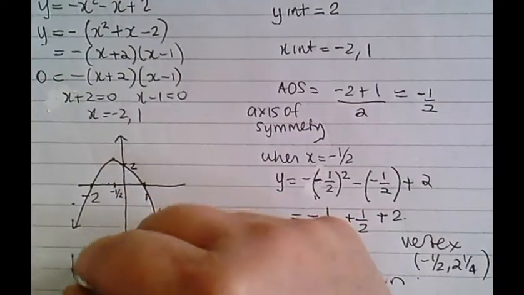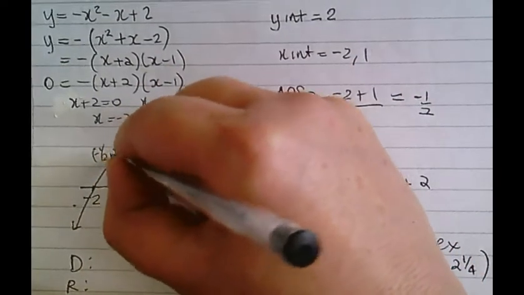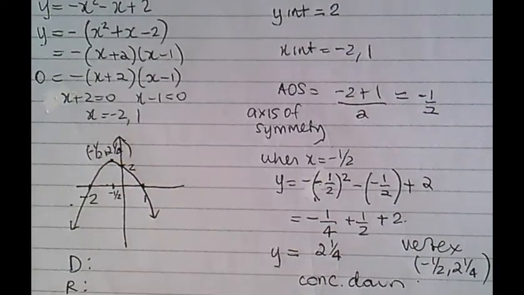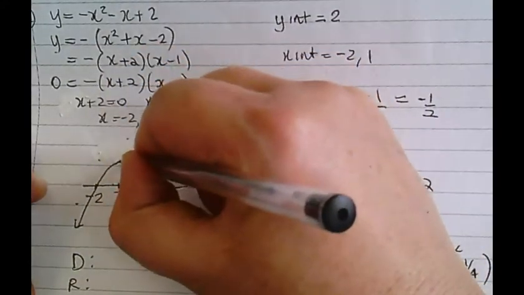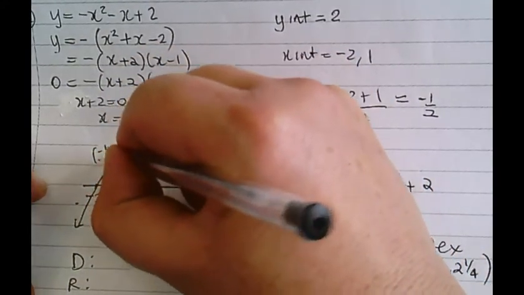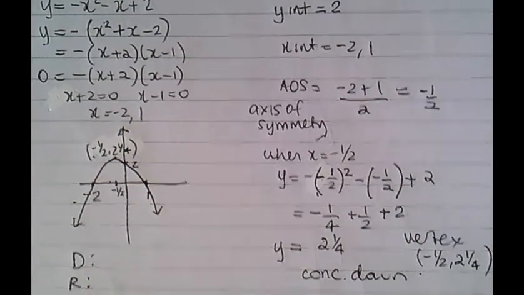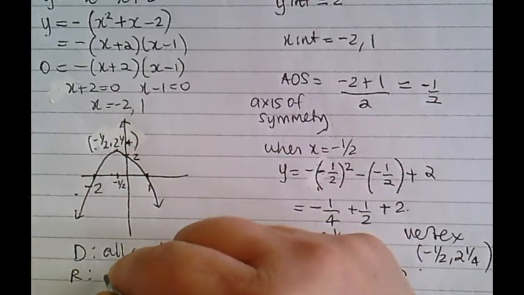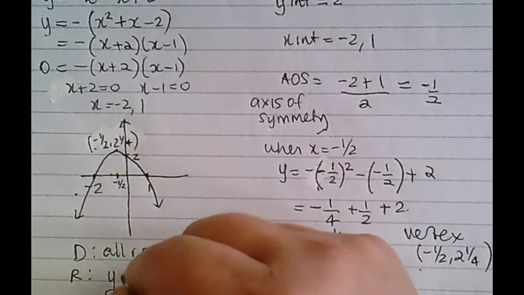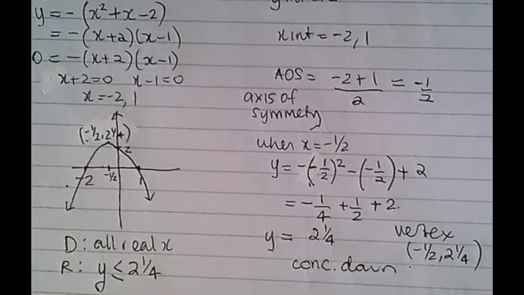Okay, what's our domain and our range? This is -1/2 and 2 1/4. I know you can't read that. All right, what's the domain? All real x. Y is less than or equal to 2 1/4. All good?